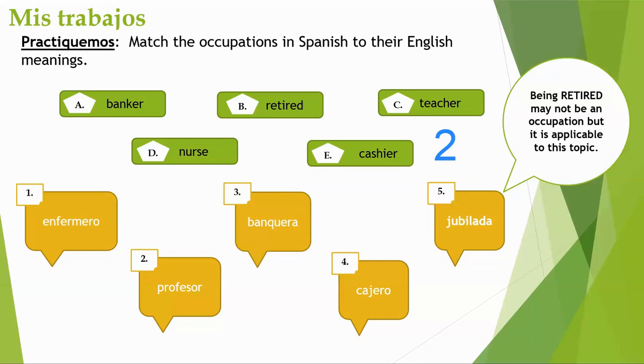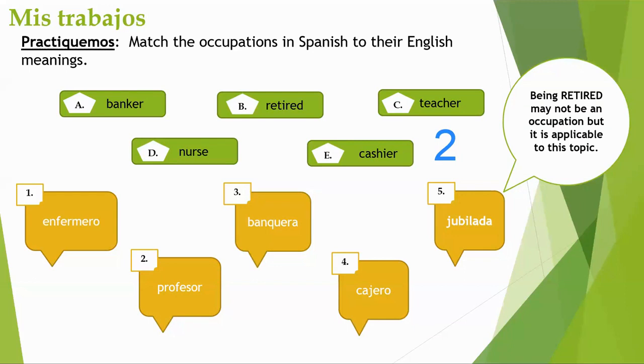Number 2 is C, right? Yeah, number 2 is C. Profesor is teacher. Banker is banquera. Cashier is cajero. All right, and we already got number 5 because that's retired.